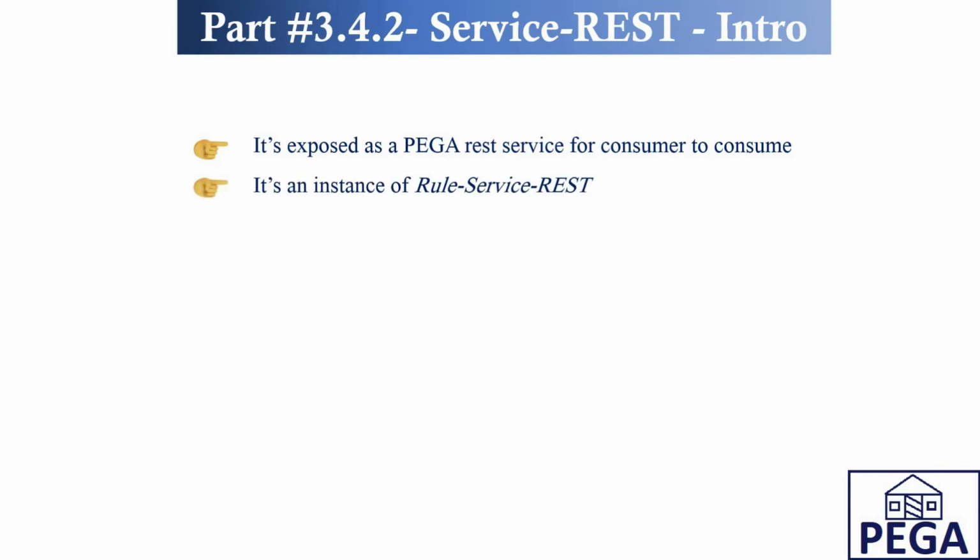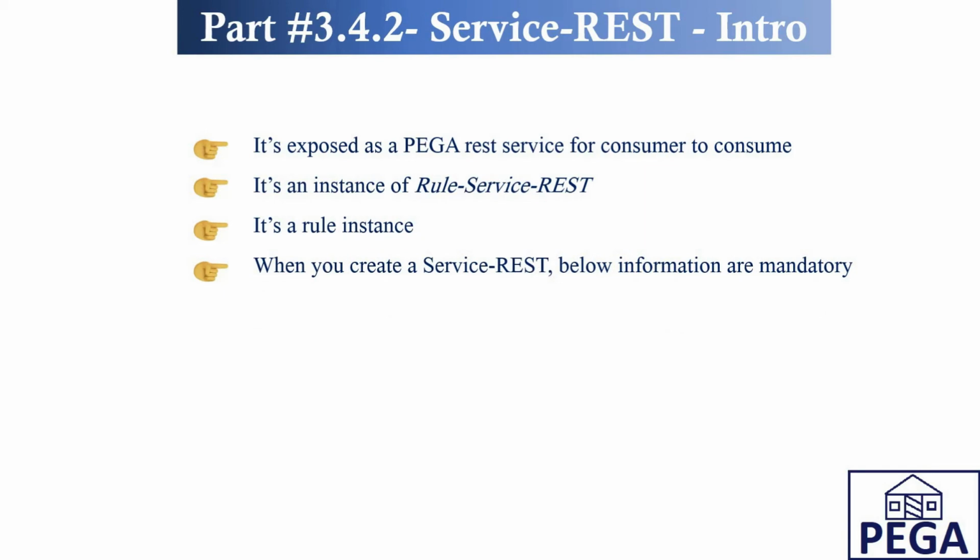Now we are going to discuss our service REST. In service REST, let's understand the introduction. It is exposed as a Pega REST service for the consumer to consume, which we know already. It is an instance of Rule-Service-REST. It is a rule instance, which means it needs a rule version, and you cannot change anything in production. Obviously you need an unlocked rule version.